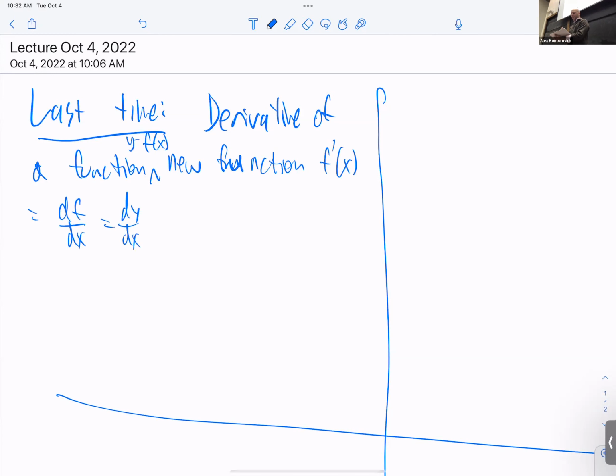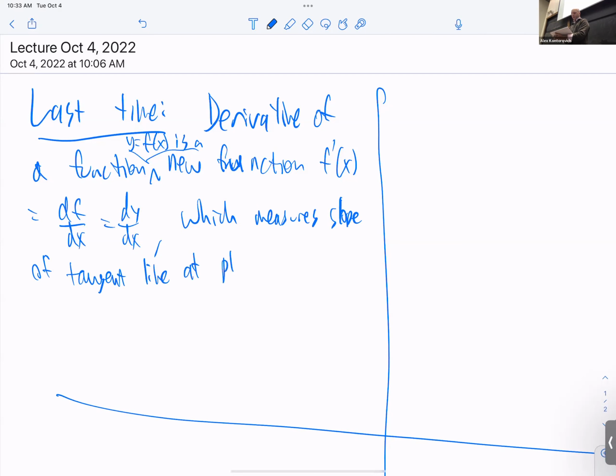Sometimes if you're thinking of y equals f of x as a graph, the derivative of a function is a new function f prime of x, which measures the slope of the tangent line at the point x comma y. At the point x comma f of x.